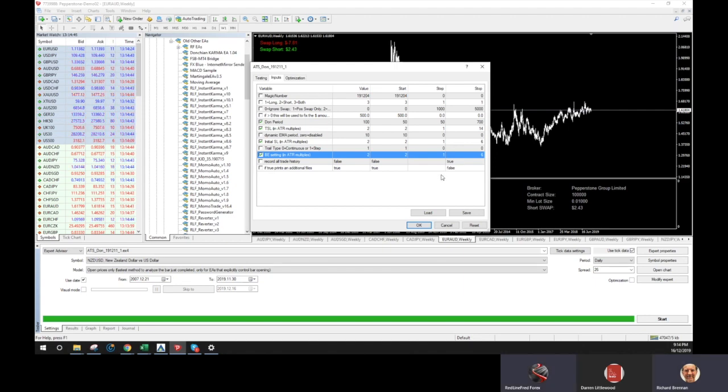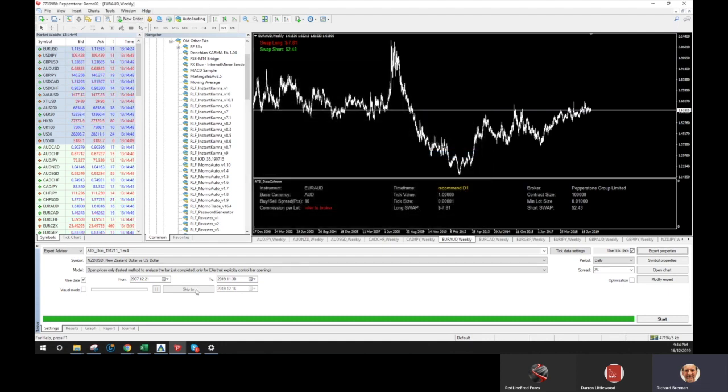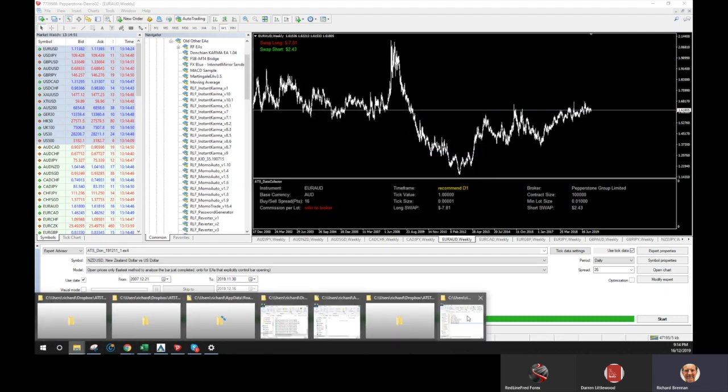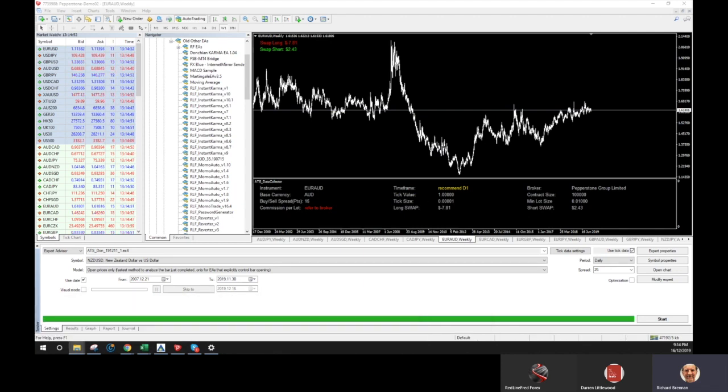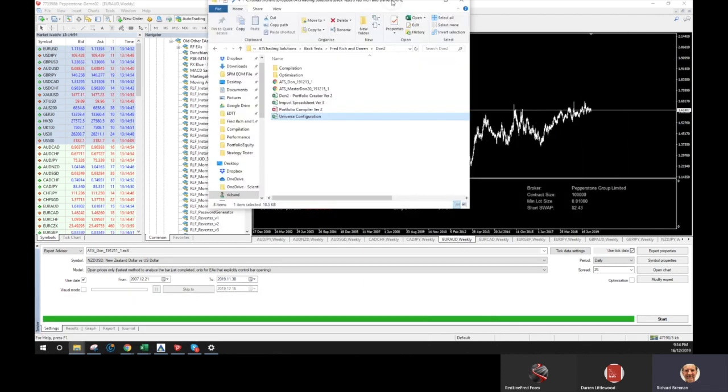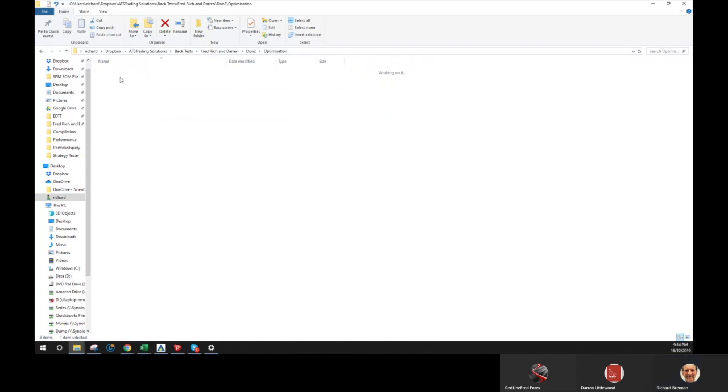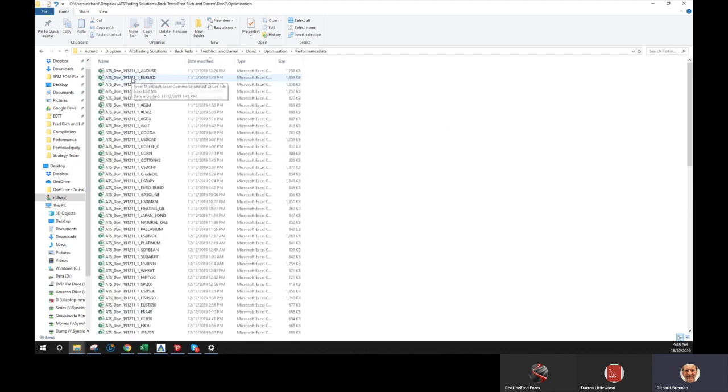Yep. So I just got to work out where it is. Won't be a sec. So we want the performance data. So here's the performance data. Let's go into a commodity. We're just dealing with commodity. Let's go to gasoline.